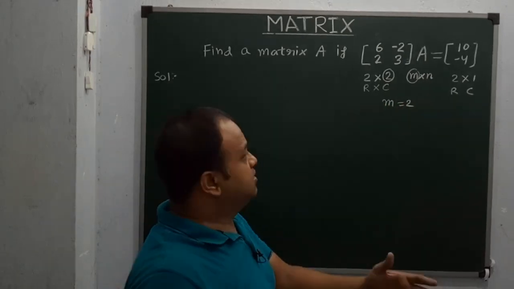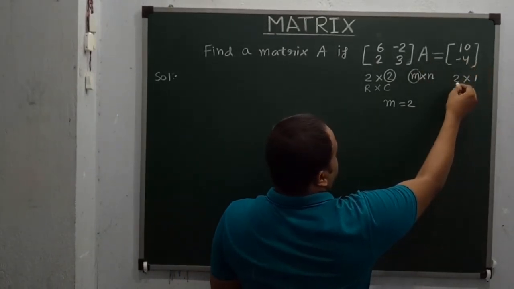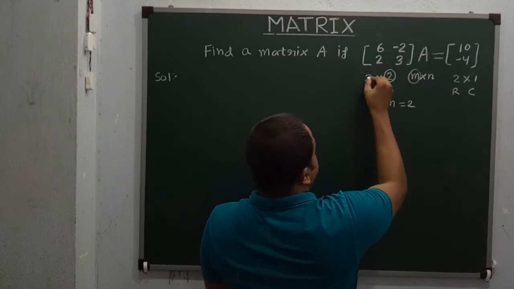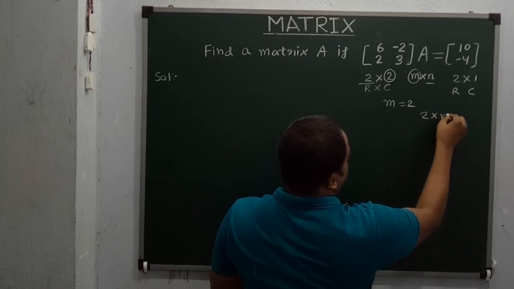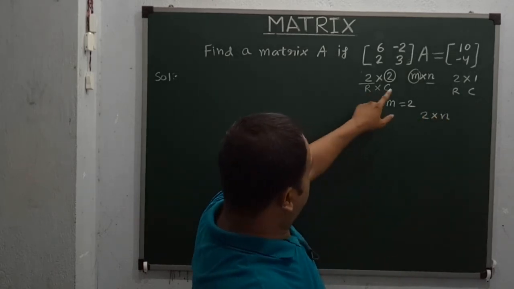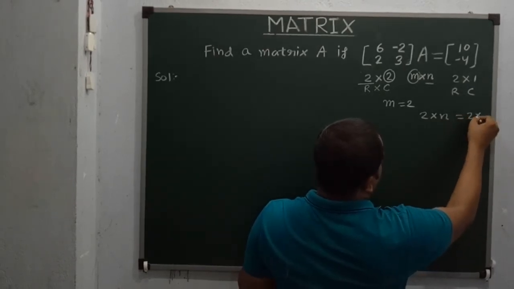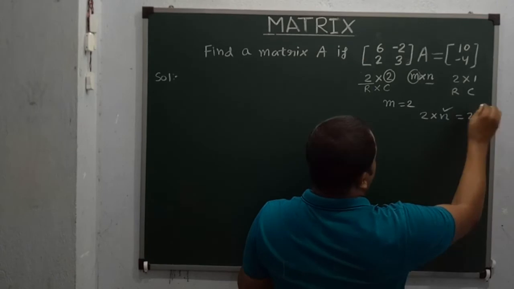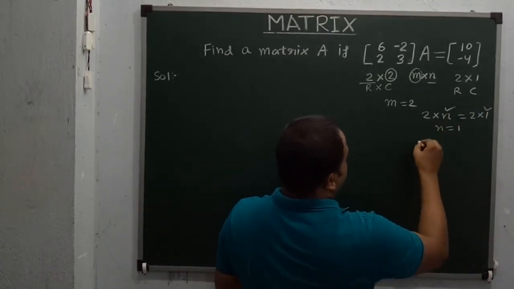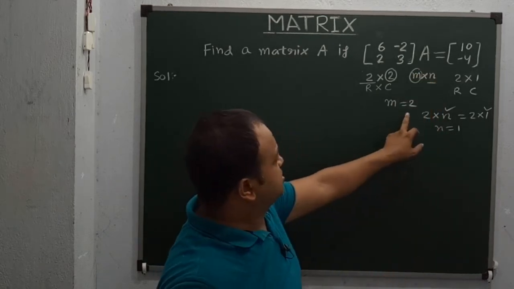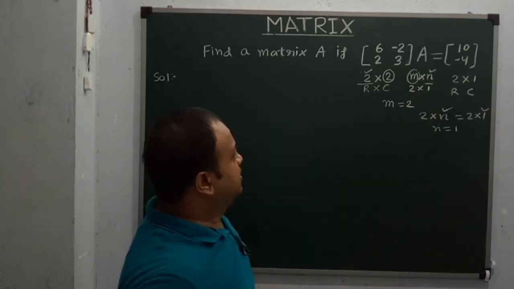And what we have learned, that the matrix which we are getting after the product, its order will be this remaining one, means this 2 into n. It means 2 into n is actually equal to 2 into 1. It means this n is equals to 1. So in this way we can understand that the order of this matrix A is 2 into 1.